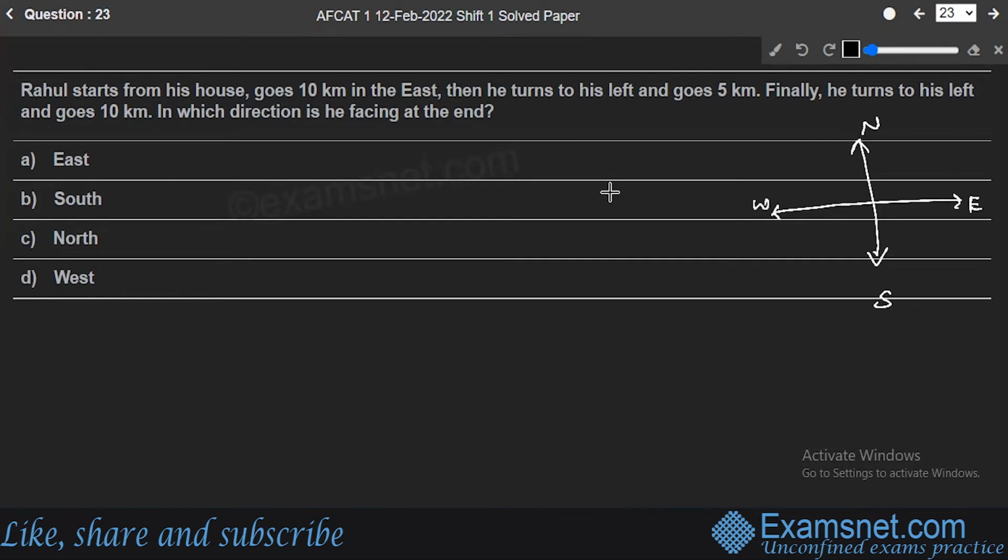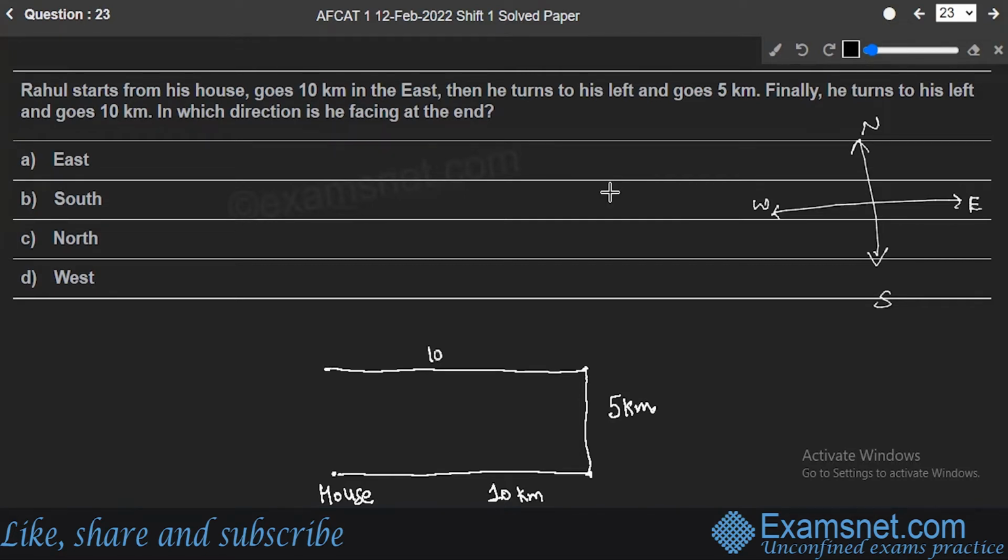Like this is north, south, east, and west. So Rahul is starting from his house. Here is Rahul's house. He's starting from his house and moving 10 kilometers towards east. So he is moving in this direction and he has moved 10 kilometers. Then he turns to his left. Now Rahul is standing over here. The left is this upper side. Then he goes 5 kilometers. Finally, if he takes another left, he will move in this direction. And this time he has moved 10 kilometers again.